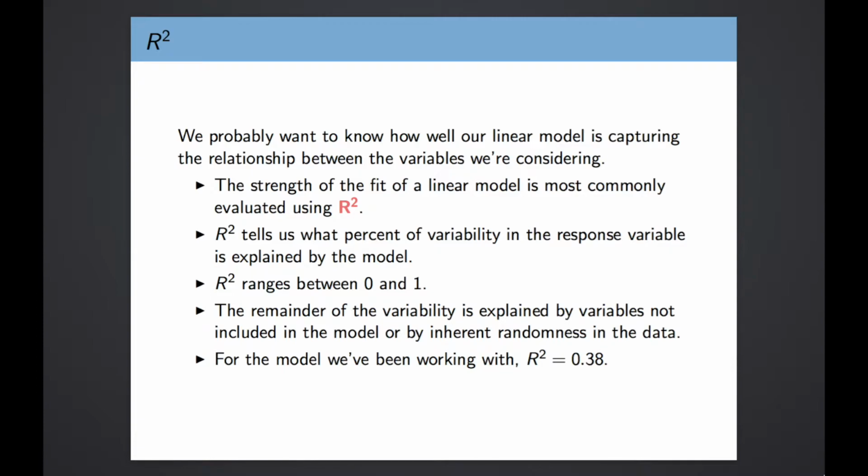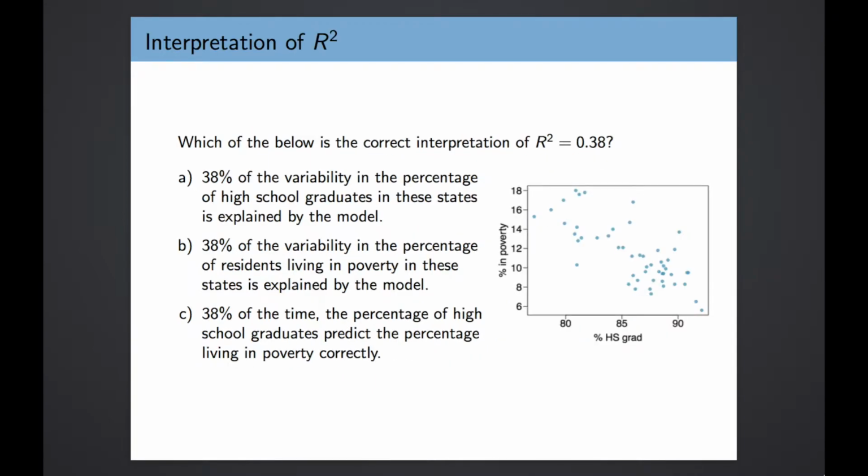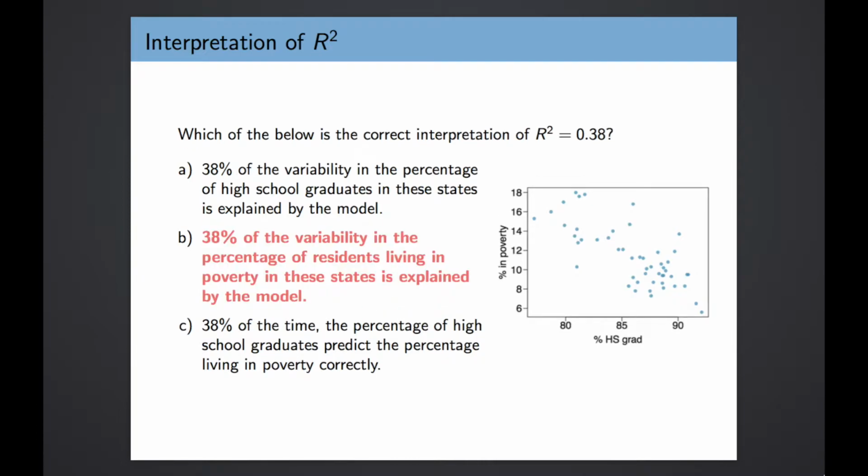So for the example that we've been talking about, R squared is equal to 0.38. Based on the information I just gave you, what is the correct interpretation of this R squared value? The answer is that 38% of the variability in our dependent variable, remember our dependent variable is the percentage of people living below the poverty line, 38% of that variability in y is explained by this linear model, where the independent variable in the linear model is the high school graduation rate.